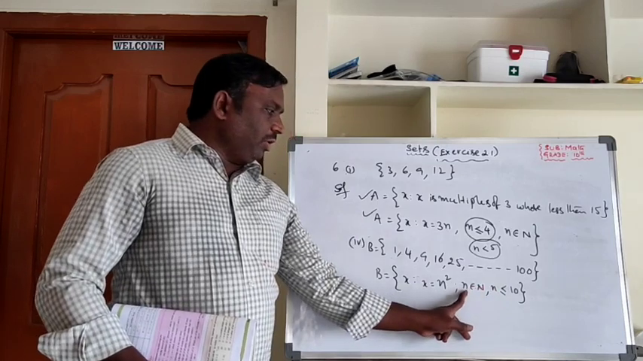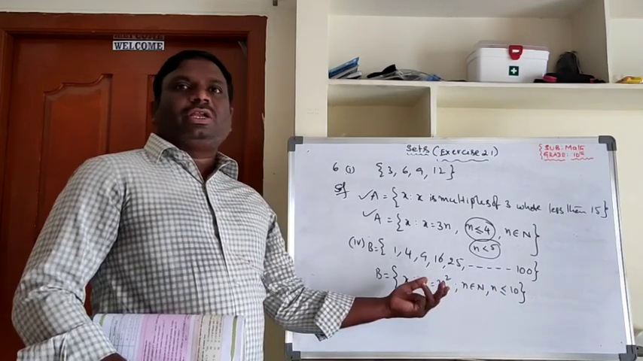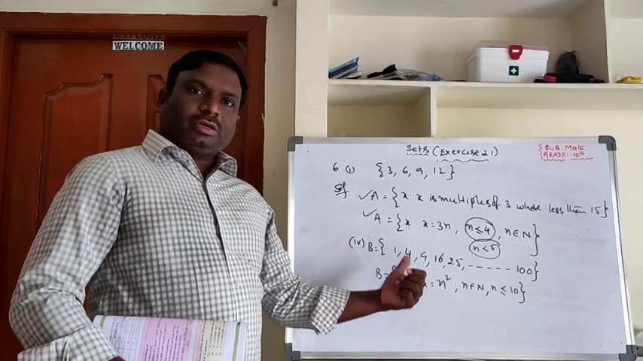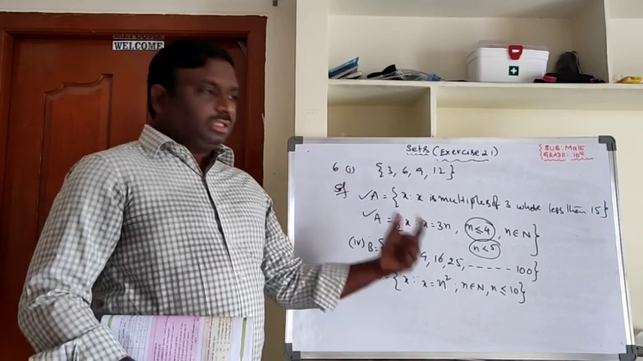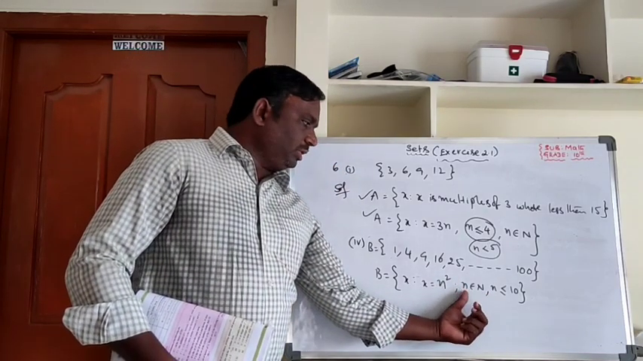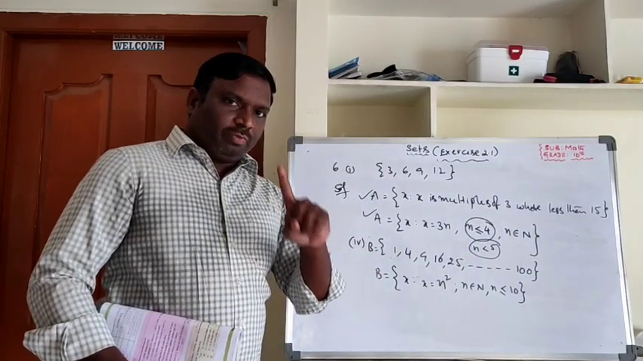If you do not write n belongs to natural numbers, then definitely you can take 0 also. You can take -1 also. You can take -2 also. -15 also you can take. That's why we are setting a rule here. What is that rule? N belongs to natural numbers. Natural numbers means we have to take n value from 1.